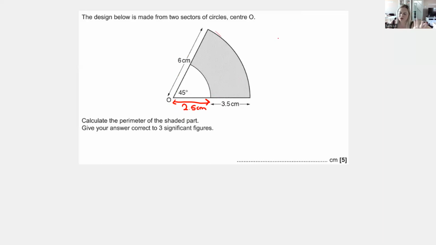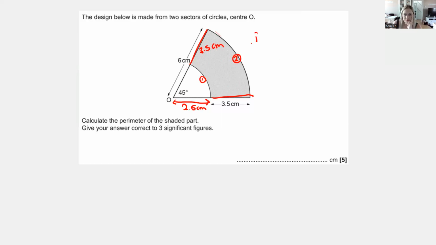Now essentially I've got 2 arcs that I can work out. So I'm going to say this is my number 1 and this is my number 2, just so you've got an idea. Also, the fact that that is 3.5 means this one is also going to be 3.5. Just remember that as well if you get a little bit stuck.